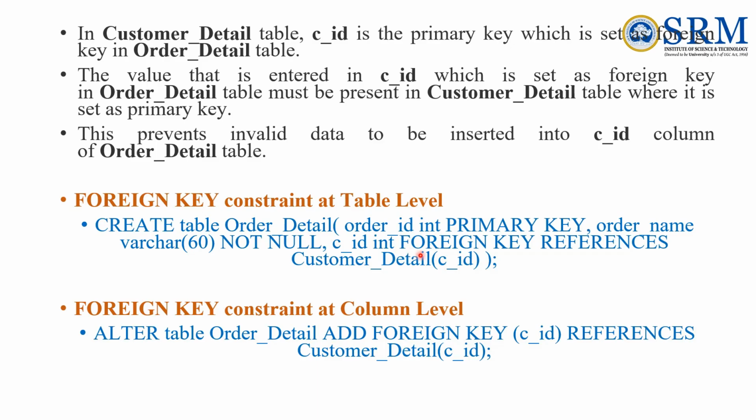How do we represent it? Whichever field you want to represent, CID int foreign key references. Similarly, at constraint at column level, here ALTER TABLE, order detail is the table name, ADD FOREIGN KEY, CID is the column name, referencing the customer detail table's CID. So it is being linked.